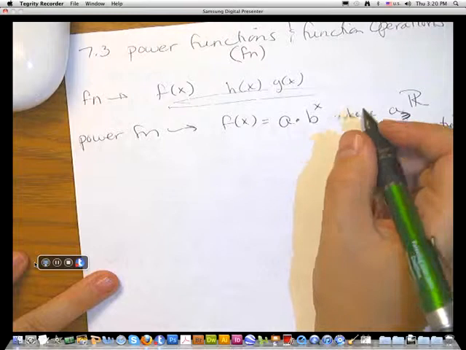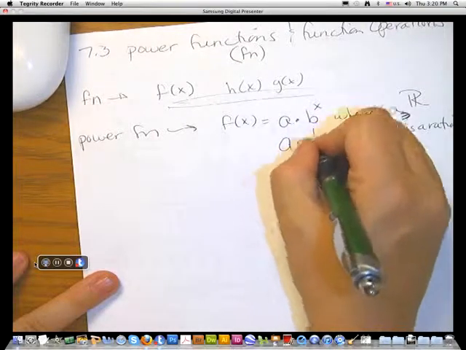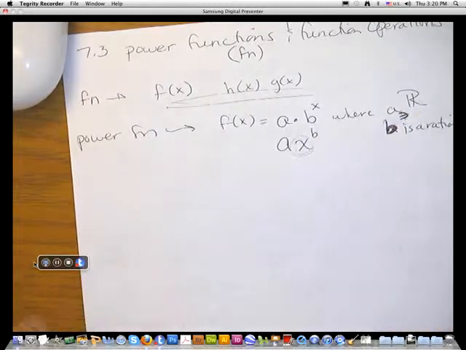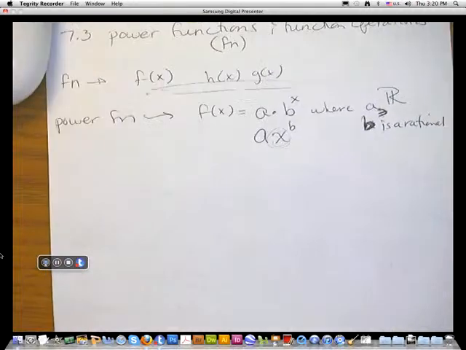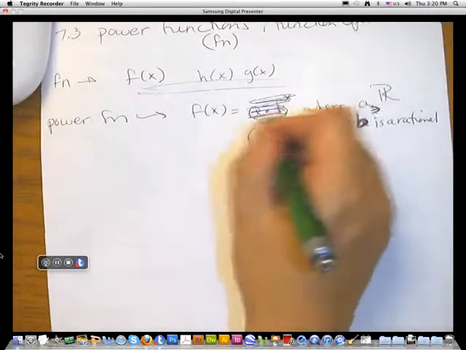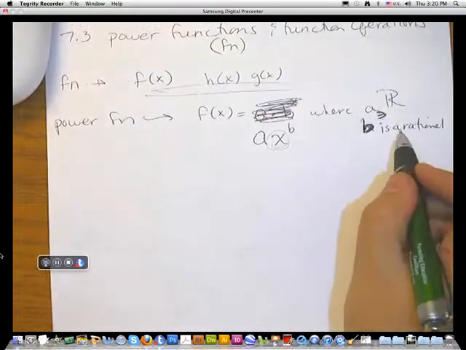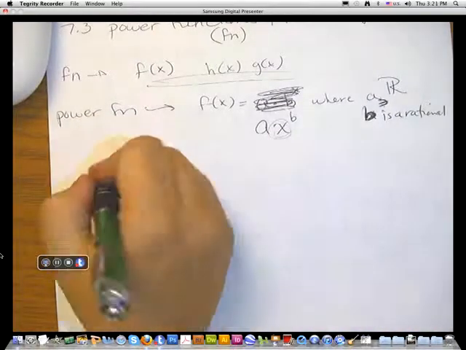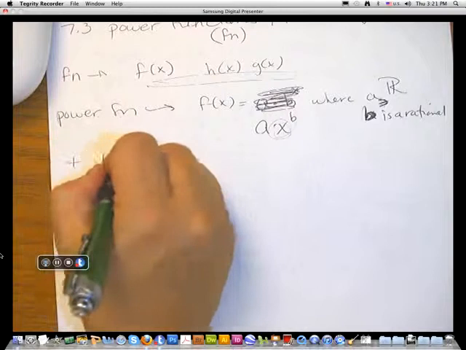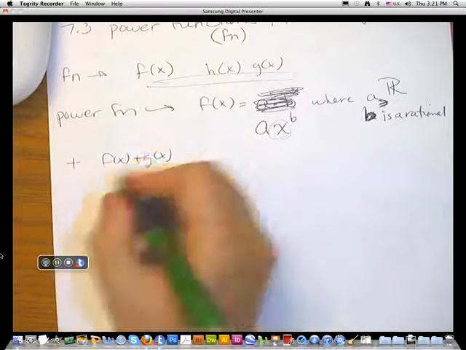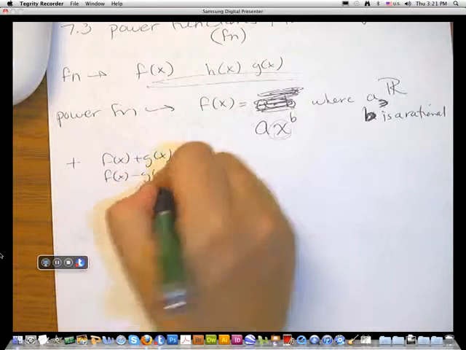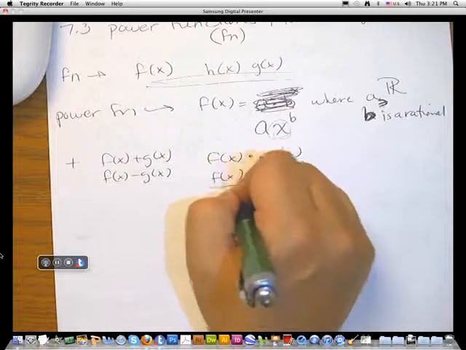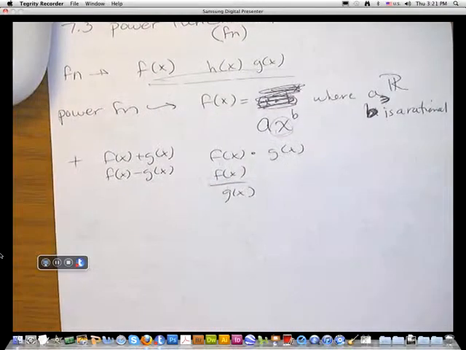I'm going to change the format, just the variables. I'm going to put a x to the b, because generally this is going to be a variable. So where b is a rational, our exponent is a rational, meaning some kind of fraction. All right, the things that we can do with these is we can add our functions, we can subtract them, we can multiply them, we can divide them, we can do all of these things.